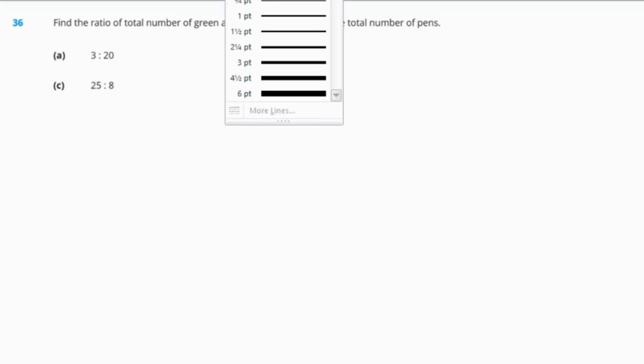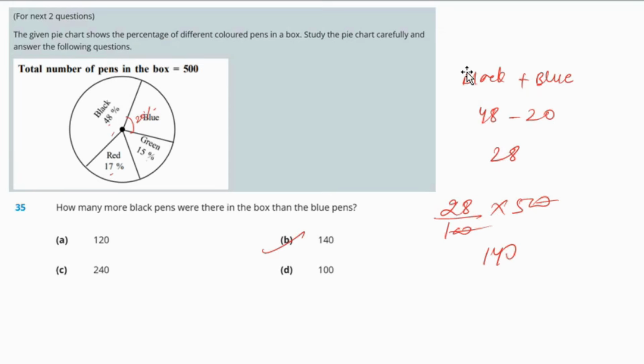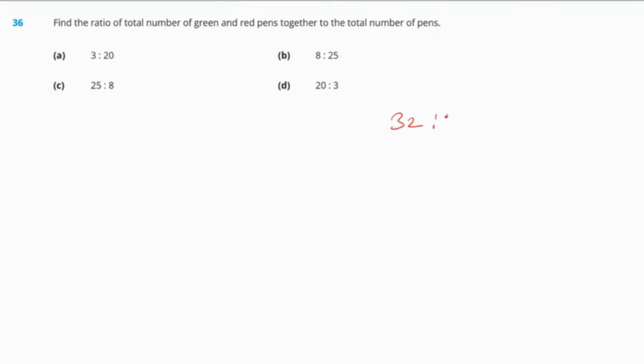Now the next question is asking to find the ratio of the total number of green and red pens together to the total number of pens. Green and red pens together. So green is 15%, red is 17%. So the total makes up 32%. And the total is 100%. So the ratio will be 32 to 100, that gives us 16 to 50, that gives us 8 to 25. So the answer needs to be 8 ratio 25, option B.